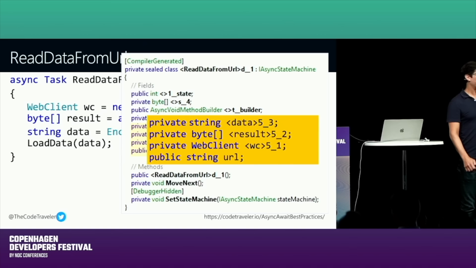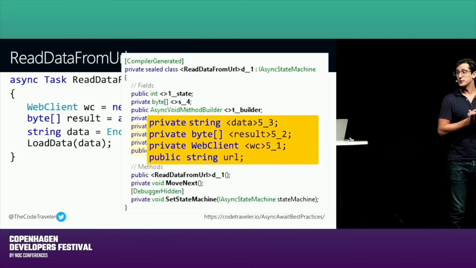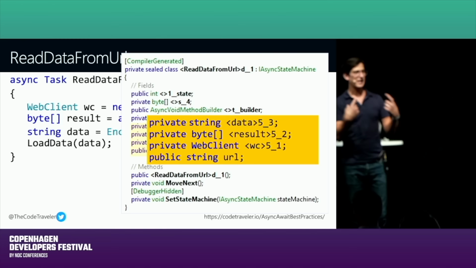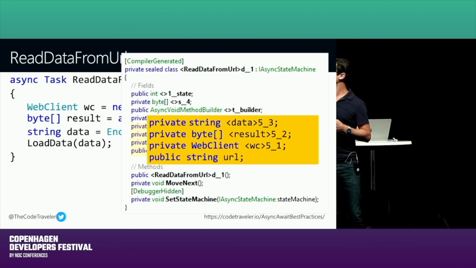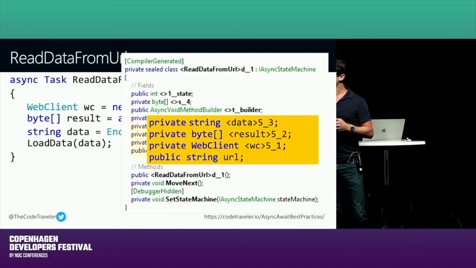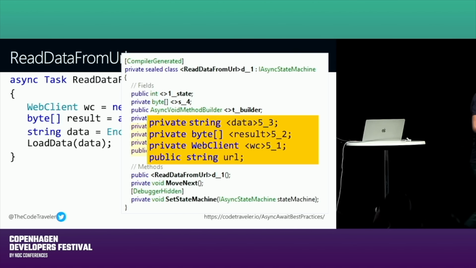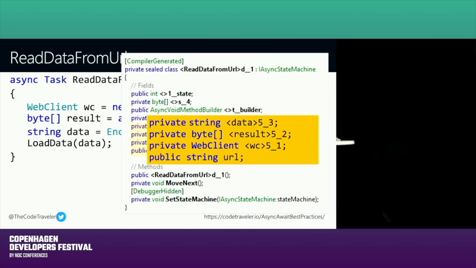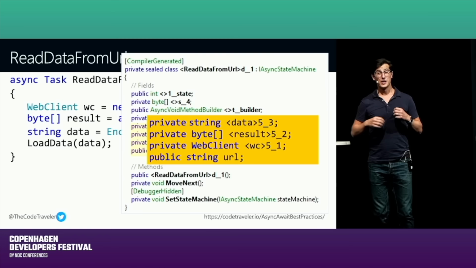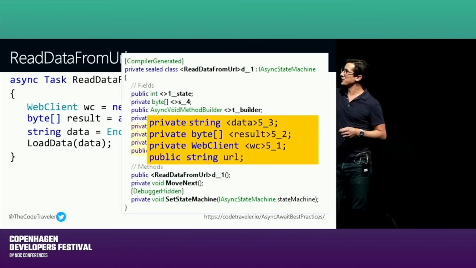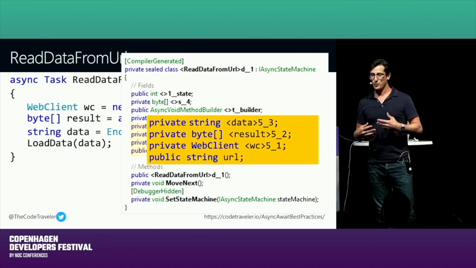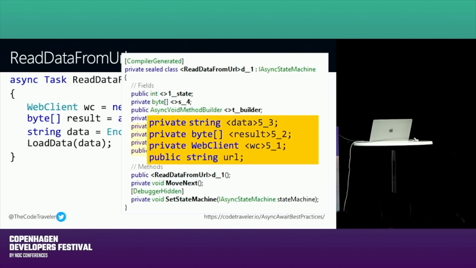Well, we see a couple fields, so a bunch of private fields. And these fields are actually the same variables that we created inside our method. So not only does it generate a class, but it also takes those local variables that we created and turns them into fields. So you can see there's private string data, private byte array result, private web client WC, public string URL, because URL was the parameter passed in, so it's public. And something else you'll notice is these weird angle brackets and underscores. The .NET compiler actually does that on purpose, because when it generates code, it doesn't want to generate anything with a similar variable name that might already exist in your code. And so the trick that the .NET team does is it actually creates illegal file names. Like, if you tried to create a field called angle bracket data angle bracket 5_3, it wouldn't compile. So that's how the .NET team can get away with creating that for us.